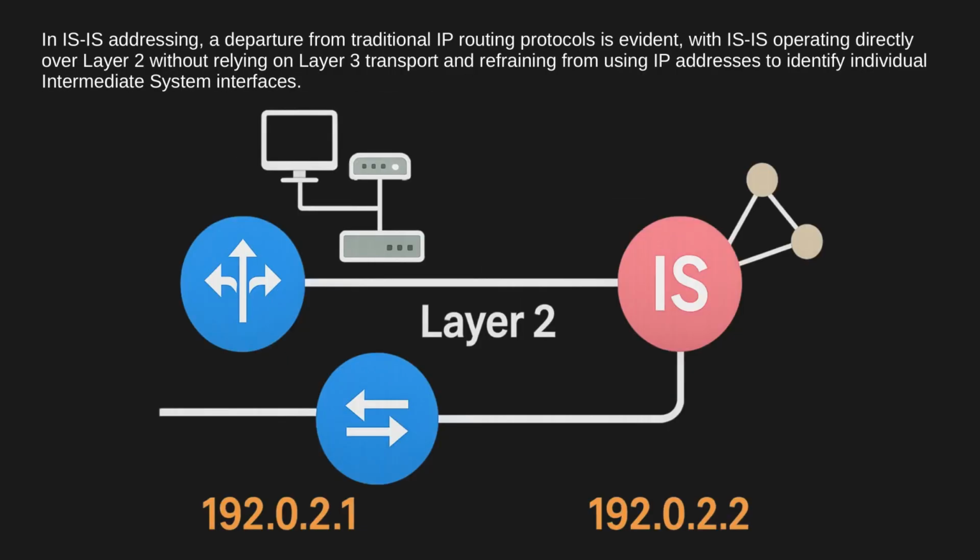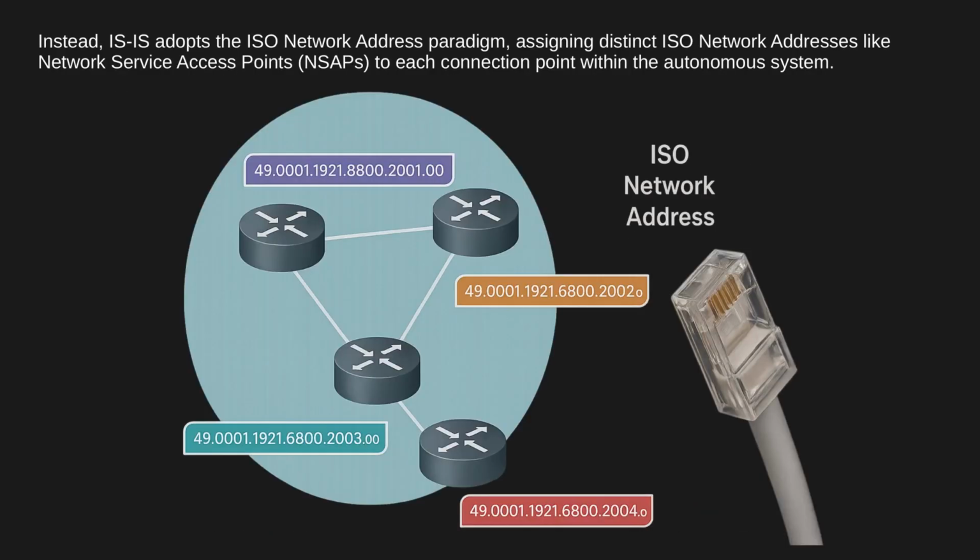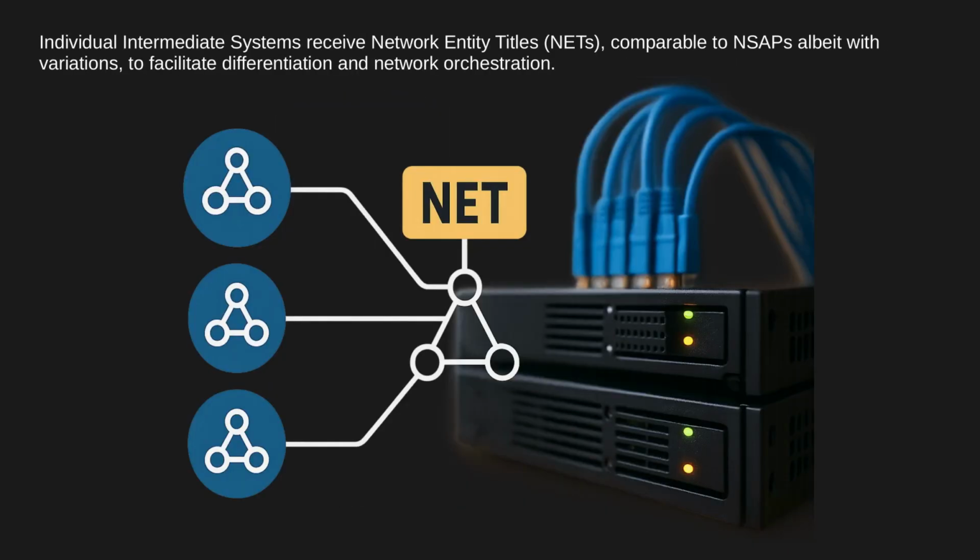In ISIS addressing, a departure from traditional IP routing protocols is evident, with ISIS operating directly over Layer 2 without relying on Layer 3 transport and refraining from using IP addresses to identify individual intermediate system interfaces. Instead, ISIS adopts the ISO network address paradigm, assigning distinct ISO network addresses like Network Service Access Points, NSAPs, to each connection point within the autonomous system. Individual intermediate systems receive network entity titles, NETs, comparable to NSAPs, albeit with variations, to facilitate differentiation and network orchestration.